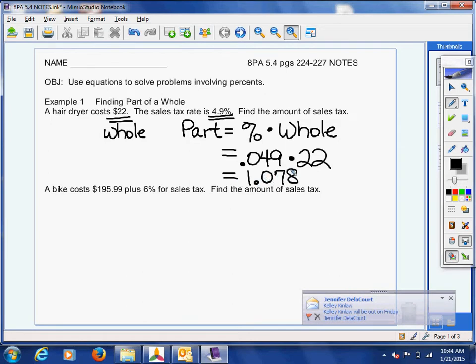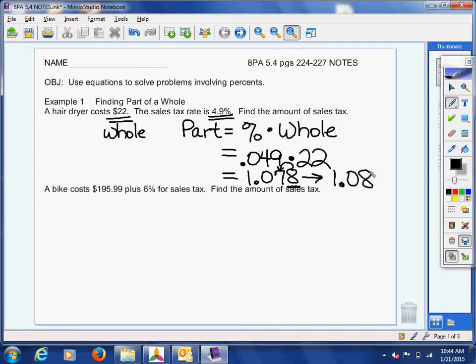1.078. Okay? Now, in terms of dollars and cents, okay, here's your dollar. We know it's $1. We have to look at the 3rd decimal place here and see how it rounds. So how does the 8 round the 7? To 8. It rounds it up. So your sales tax, what they're going to tack on is $1.08. That's going to be your sales tax on top of your hairdryer. That's what they're going to tack on. Okay? Does everybody see that?